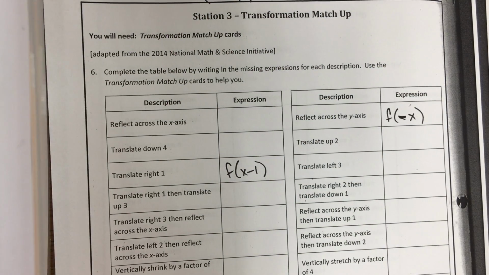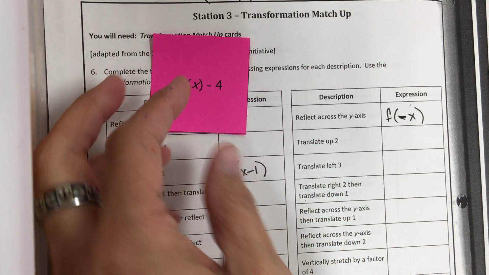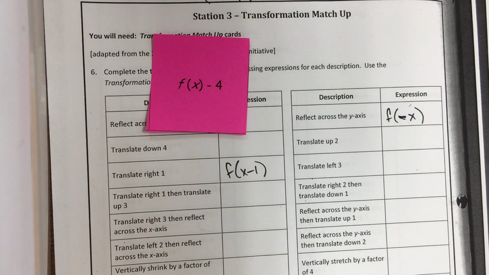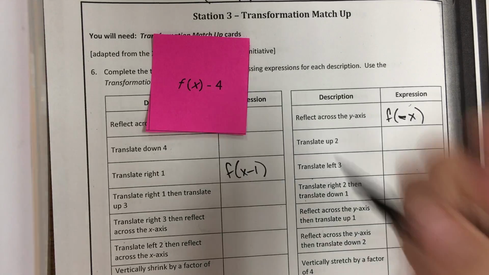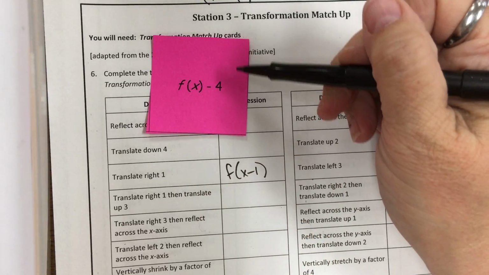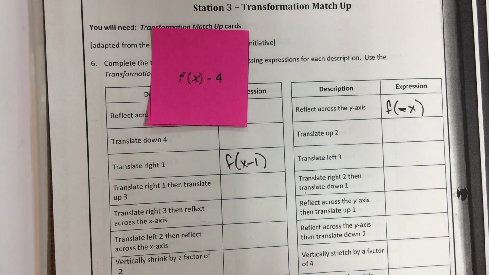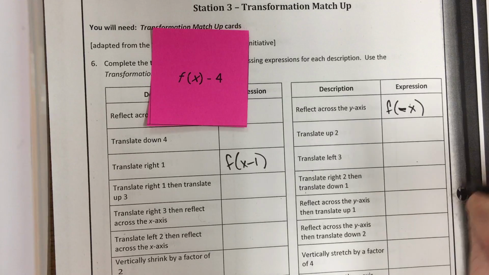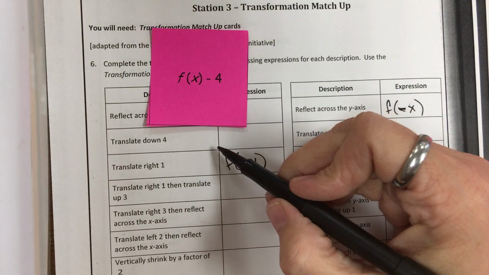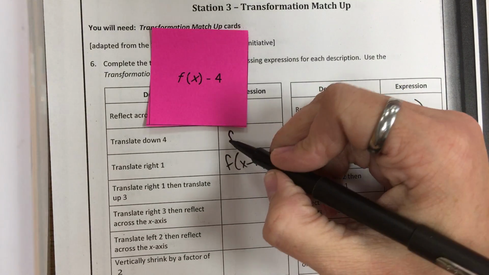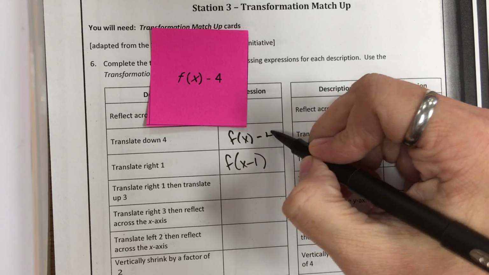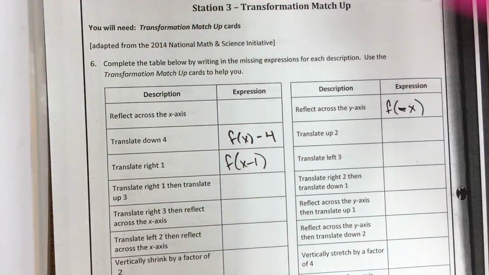Then the next one I have is right here. And as I said a moment ago, if it's on the outside of the parentheses, it's something that's happening to the y value. So this tells me I'm going to be going down because I'm subtracting from the y value. So I need to go down 4. Oh, look, amazing. It's right there. So f of x, then subtracting 4.